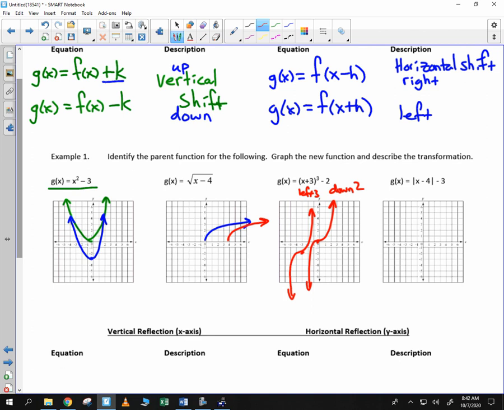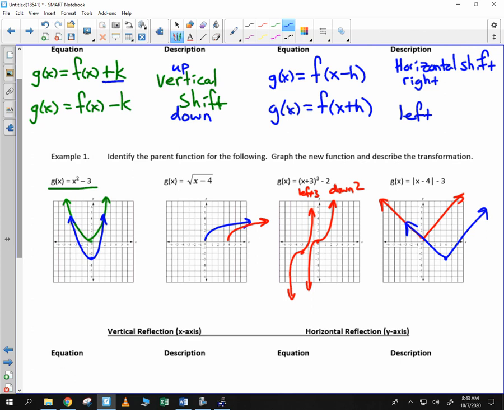For the next one, I have an absolute value function, which you know to be this. The minus 4 will move it to the right 4, and then the minus 3 moves it down 3. So right 4 and down 3, there is my new function. Okay, there you have it.